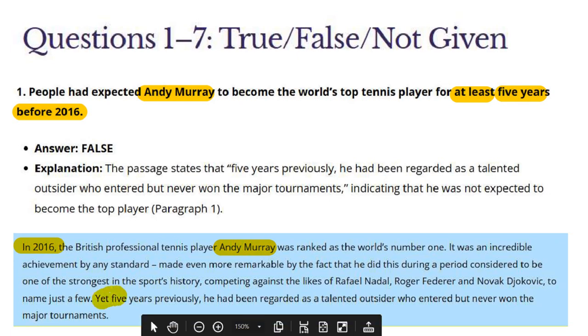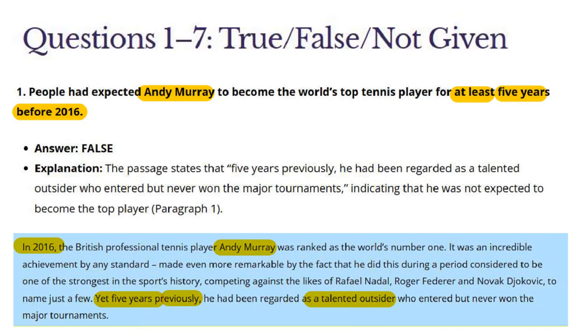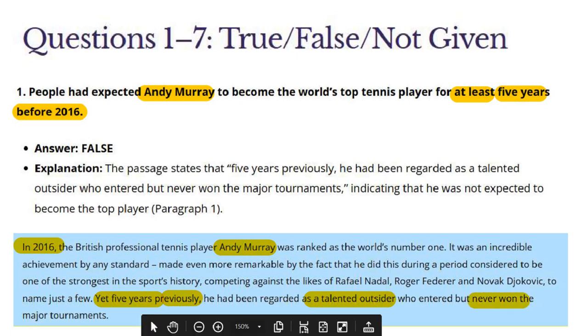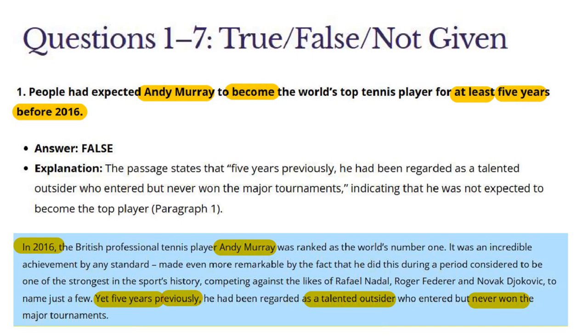And from here, yet 5 years previously, he had been regarded as a talented outsider who entered but never won the major tournaments. Never won. So he couldn't become the world's top tennis player. It contradicts the information. So because of that, we should write false. Let's go forward to question second.